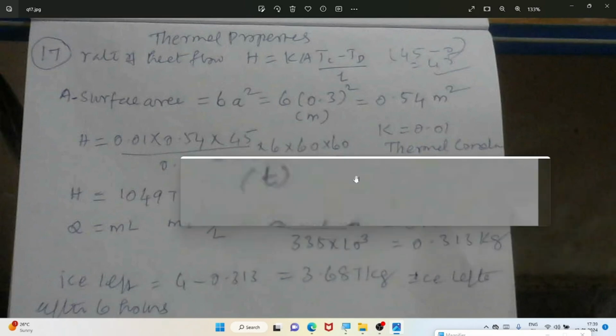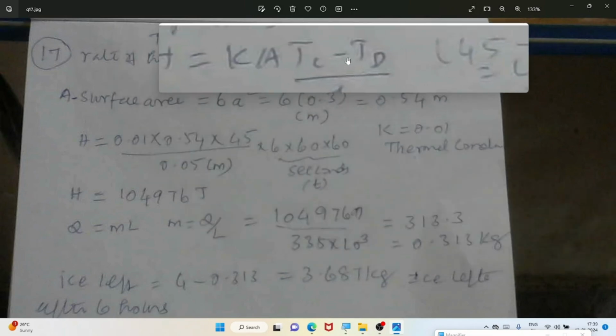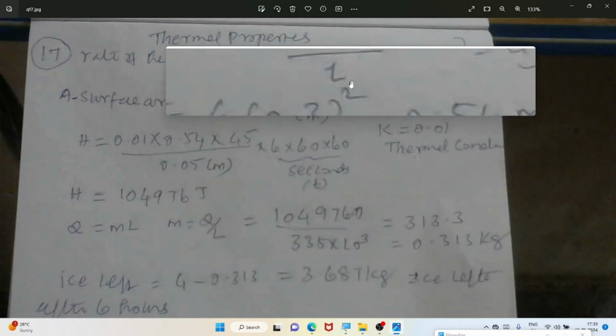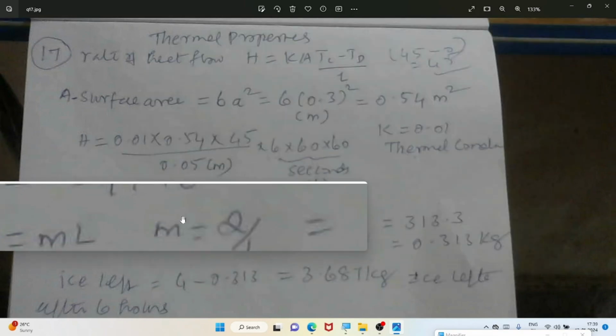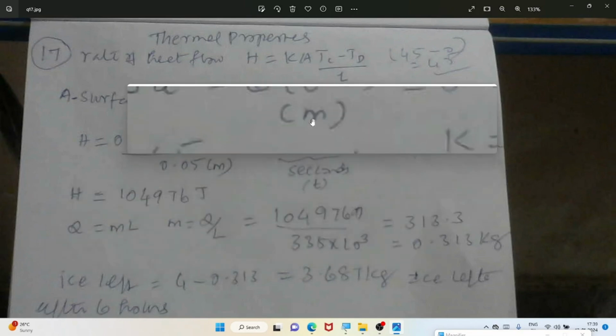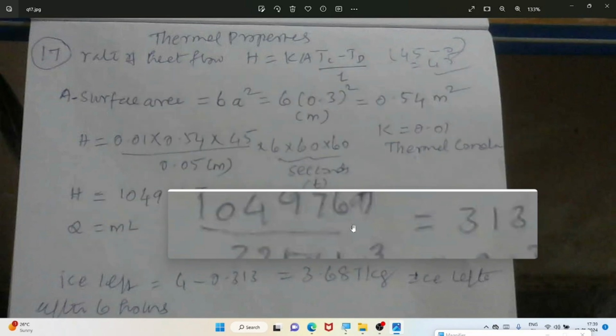The rate of heat flow, this is the formula. Tc is greater than Td. So A is the surface area, that is for a cube 6a square. Here a, in meters, is 0.3.